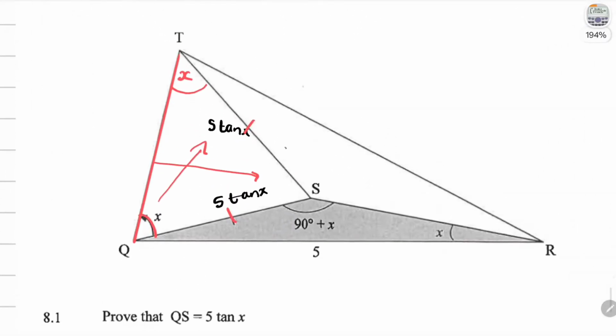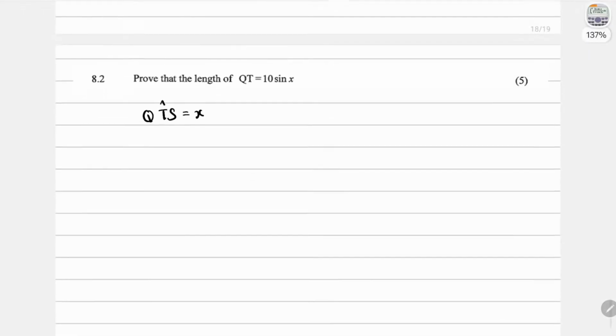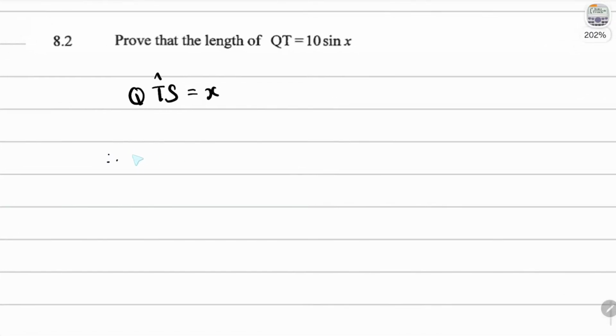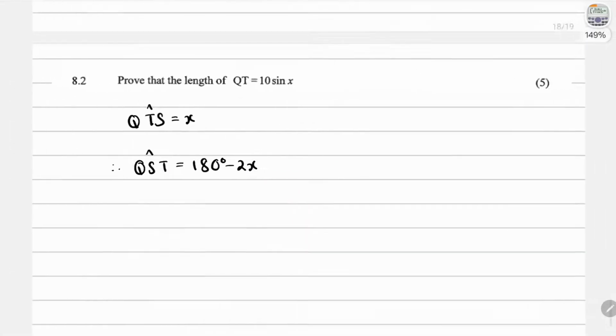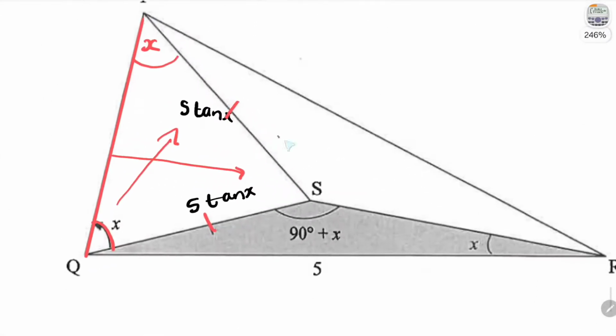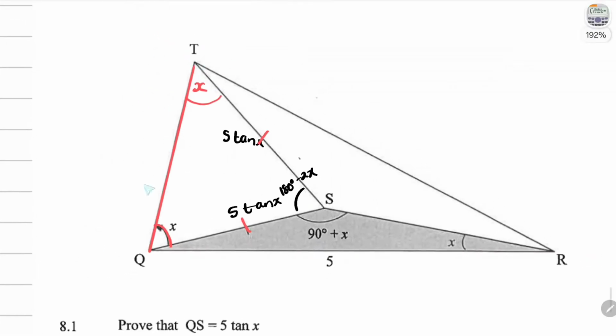Because of that, we can find this center angle over here, QST. We'll find that by saying 180 degrees minus X minus X, which is 180 degrees minus 2X. So angle QST is simply equal to 180 degrees minus 2X using the sum of angles in a triangle. And now we can finally find QT because we have the angle opposite it. So we're using QT and the angle opposite it.